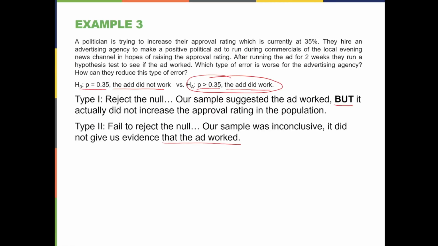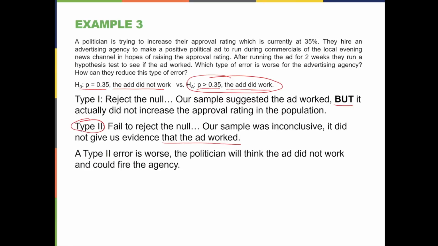So in which case would this be worse for the ad agency? A type 1 error shows that the ad worked. That would be good for the ad agency if the data was showing that the ad worked. A type 2 error says that we do not have strong evidence to support that the ad worked. The politician is going to think that the ad did not work. A type 2 error would be worse for the ad agency.